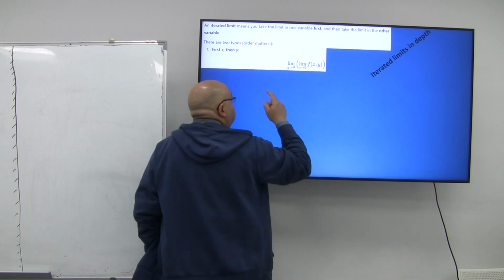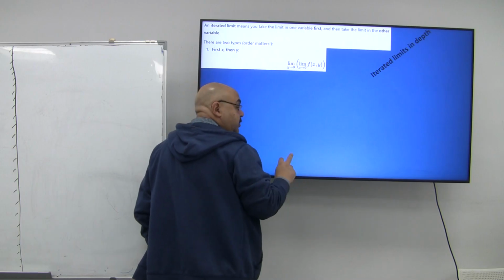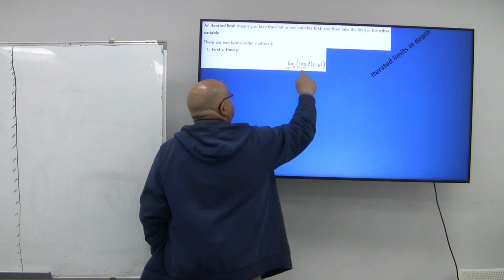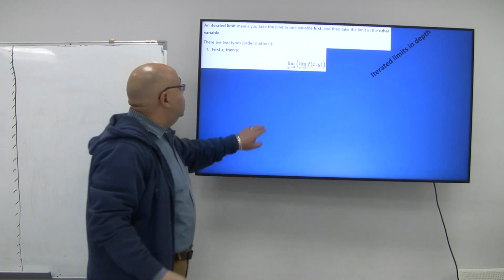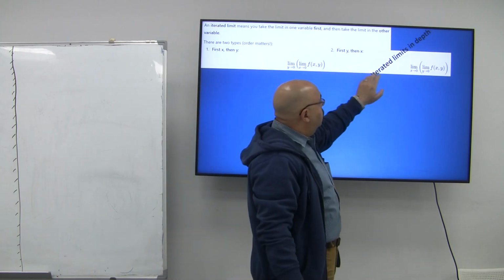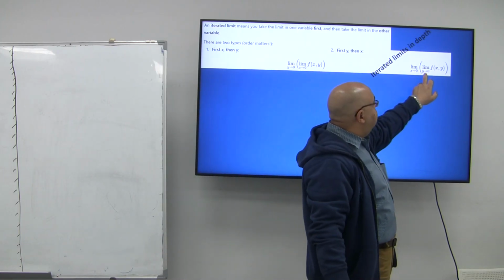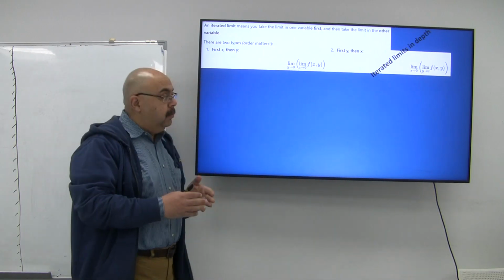So first, I take the limit as x tends to 0 of f of x, y, and then the limit as y tends to 0. Then I do the reverse of this process: I go first for y tending to 0, then for x tending to 0. So we will go both ways.